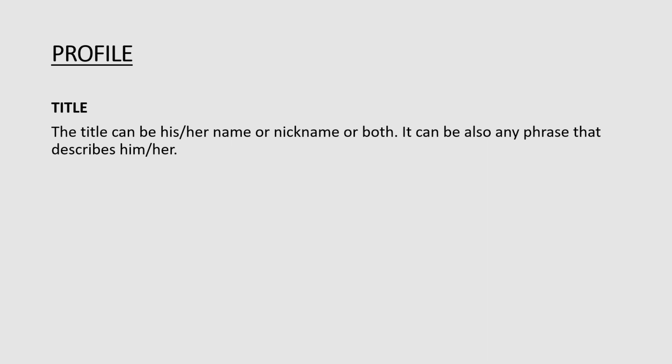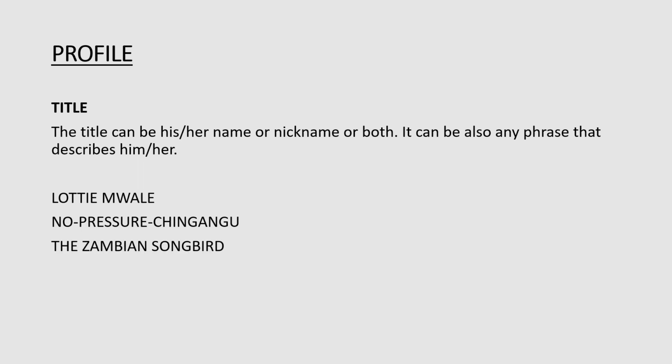For example, we can have Loti Mwale, which is the name of one of Zambia's legends. It can be No Pressure Shingango. The nickname was No Pressure Shingango, he's a Zambian boxer. The Zambian songbird, if it's a Zambian musician you're writing about. Mr. Bluegum, if you're writing about me. Then the wisest man Zambia ever had, maybe you're writing about Kenneth Kaunda or someone that people see to be wise. And of course a celebrity. So you can structure your titles in this manner, but you can keep it simple by just picking the name.